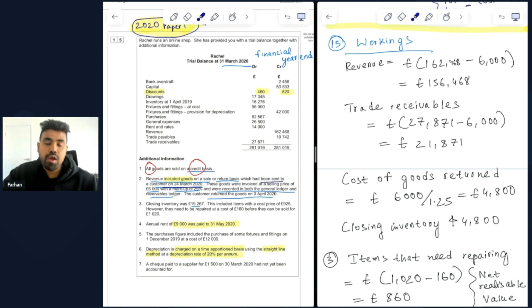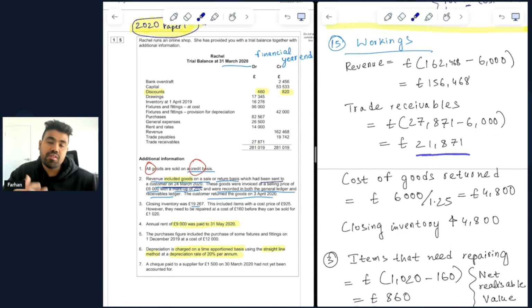At the same time, because all goods are sold on credit, the trade receivables figure that was given in the trial balance would also need to be reduced by £6,000 because that customer who has returned the goods worth £6,000 in terms of sales does not owe us anything. So the trade receivables of £27,871 given in the trial balance, and then we subtract the £6,000 to reflect a reduction in our trade receivables, and we get a net trade receivables of £21,871.